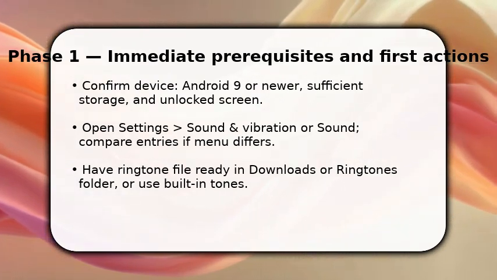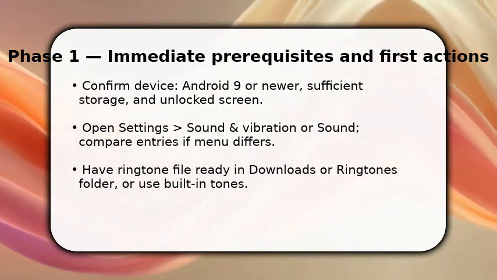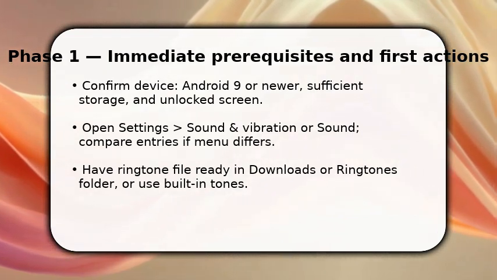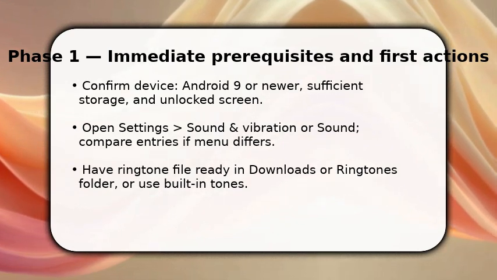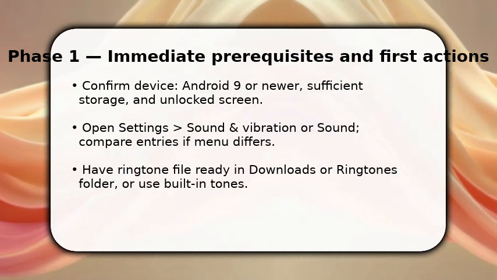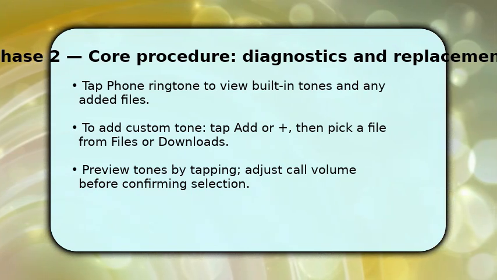Next, open settings and tap sound and vibration, or just sound on some models, because manufacturers rename menus. Once there, locate phone ringtone. Do this now so you won't hunt later. Make sure to note whether your phone uses separate media and call volumes, because that affects how loud the ringtone will play.